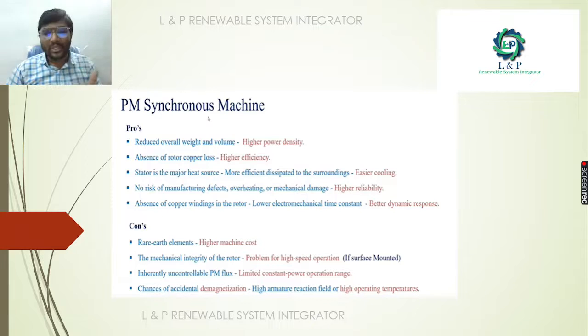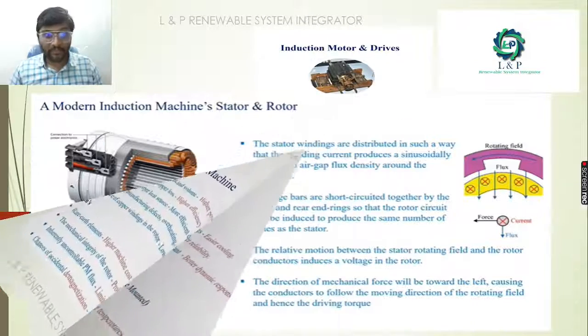So when we try to sort out the cons, it has a high machine cost, and during high speed operation we have a problem, and it has a limited constant power operating range. And since it is a permanent magnet synchronous motor, there is a possibility for demagnetization to happen during high operating temperatures.